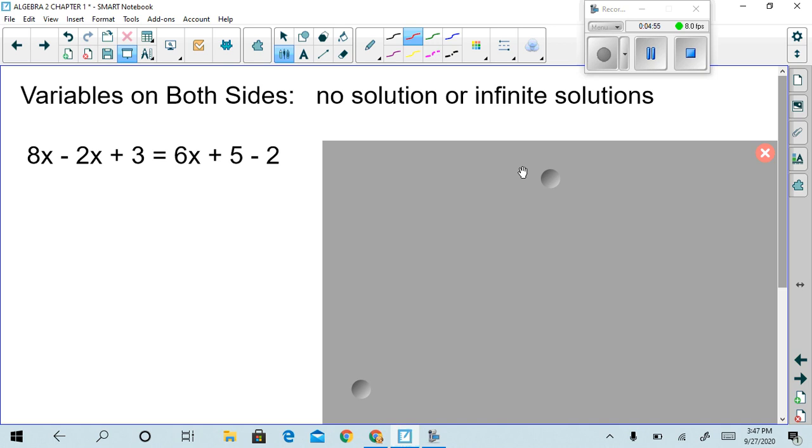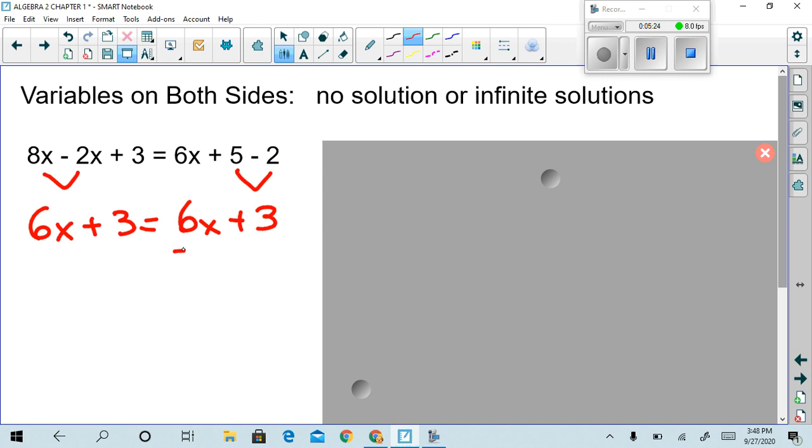In this first problem, we see some like terms on the left. Let's simplify and I'll get 6x plus 3 equals, well, I noticed some like terms again. 5 minus 2 is 3. Now you could stop right here and notice that 6x plus 3 equals 6x plus 3, which is an identity. And technically I could stop and say x is equal to all real numbers, but let's go through the process.